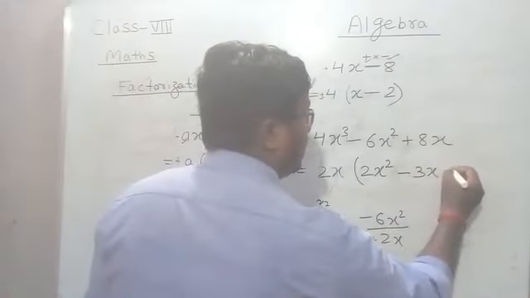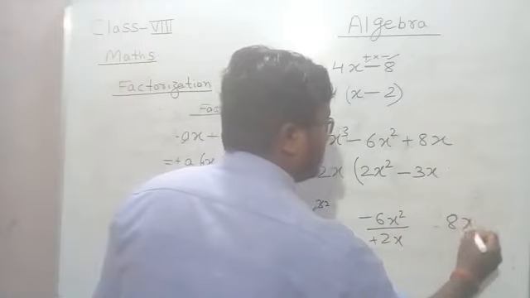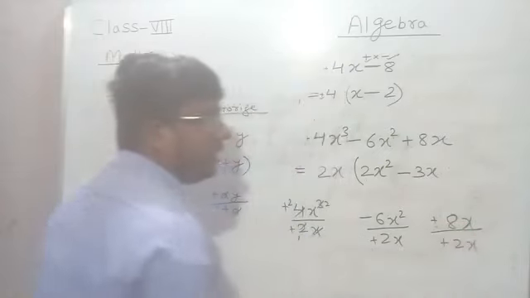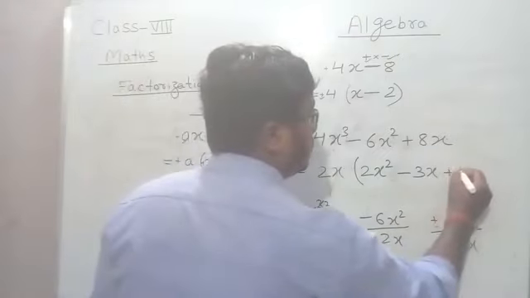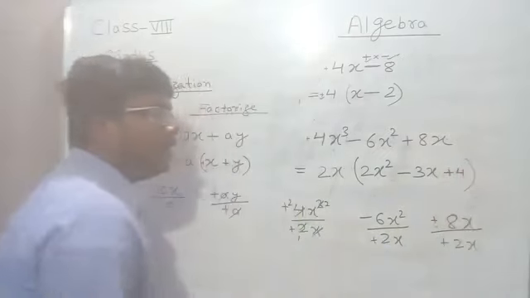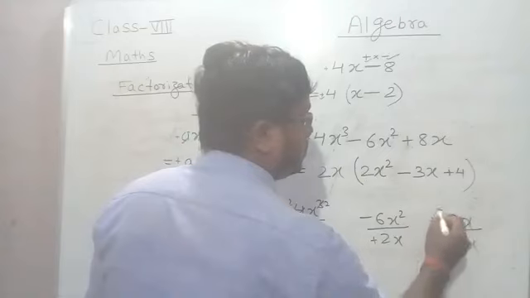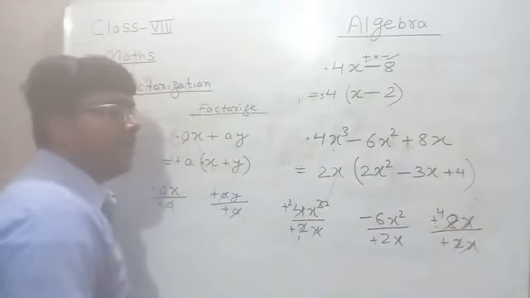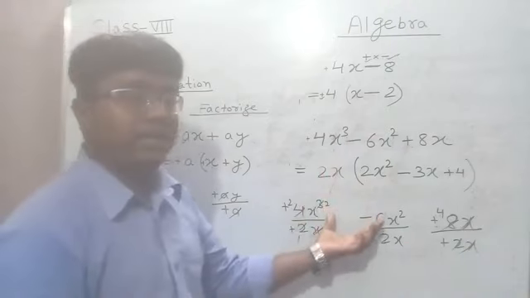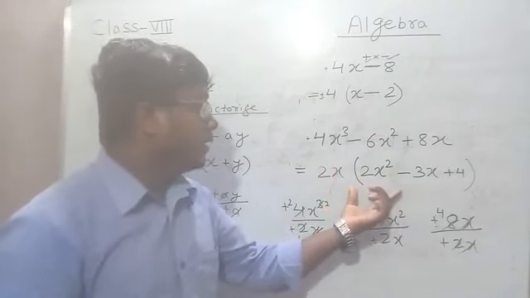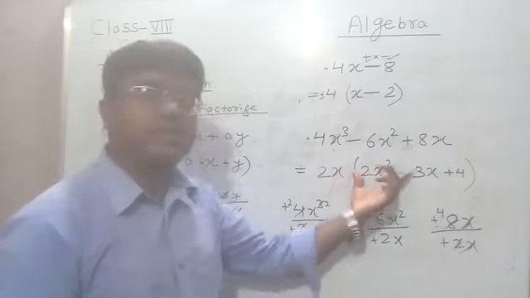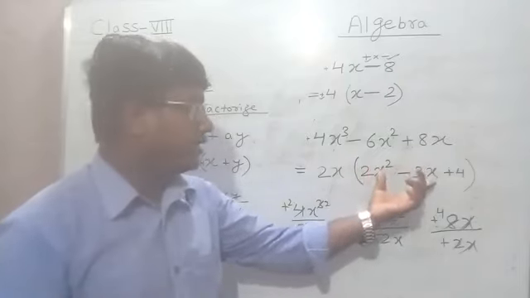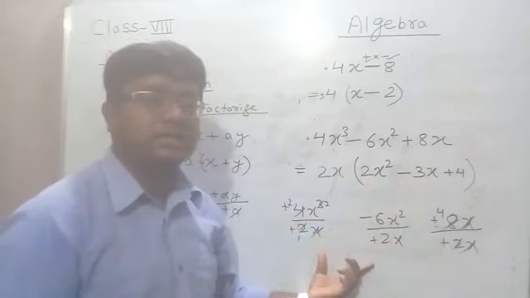Similarly, from your third term, plus 8x, you have taken common plus 2x. So what is remaining here? Plus 2 ones are 2, 2 fours are 8, x cancels. So plus 4 is remaining. If you can do it directly, it is more beneficial for you. I have shown this step by step just to make you understand.